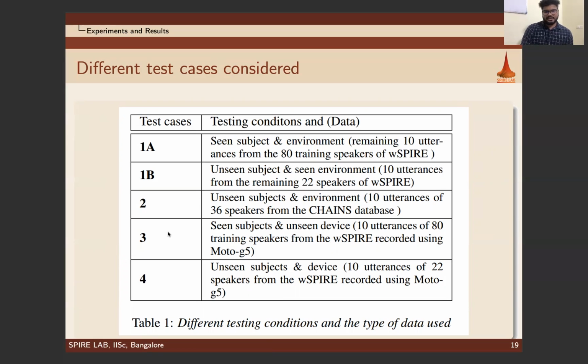In test case 3, that is seen subject and unseen device, we have used 10 utterances of 80 training speakers from the Double SPY dataset. However, these are coming from the Moto G5 recording device. So the recording device is different from that of the training, even though the subjects are the same.